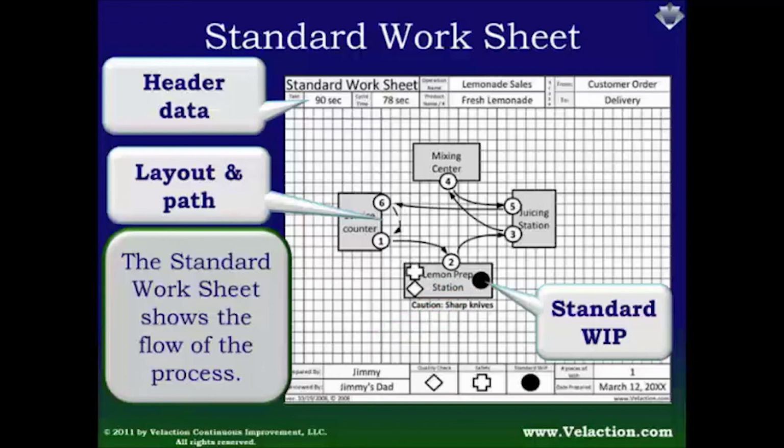I also recommend that you do not show every single component as standard WIP. Choose a part that best depicts the flow of the product through the work cell and use that for your standard WIP. Understand that you'll be adding additional components to that, but showing just the main assembly keeps your standard worksheet clean and easy to read. And finally, you will also see safety checks and quality points depicted on a standard worksheet.